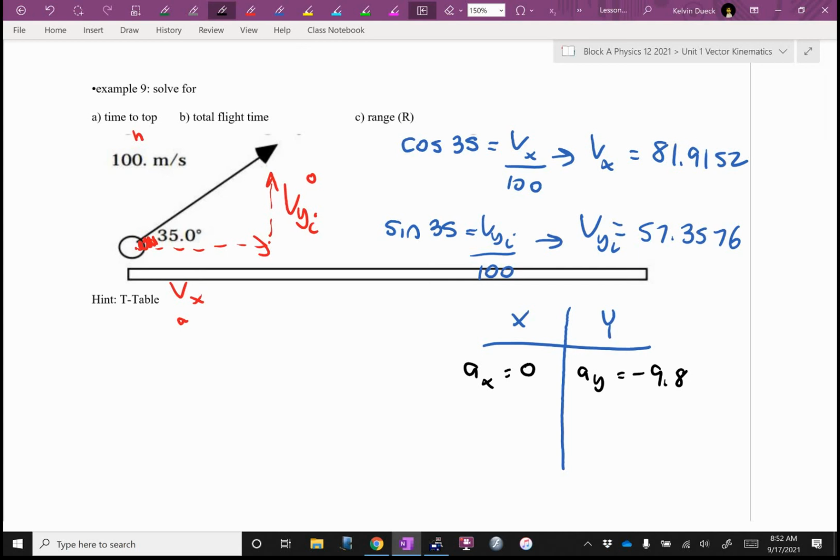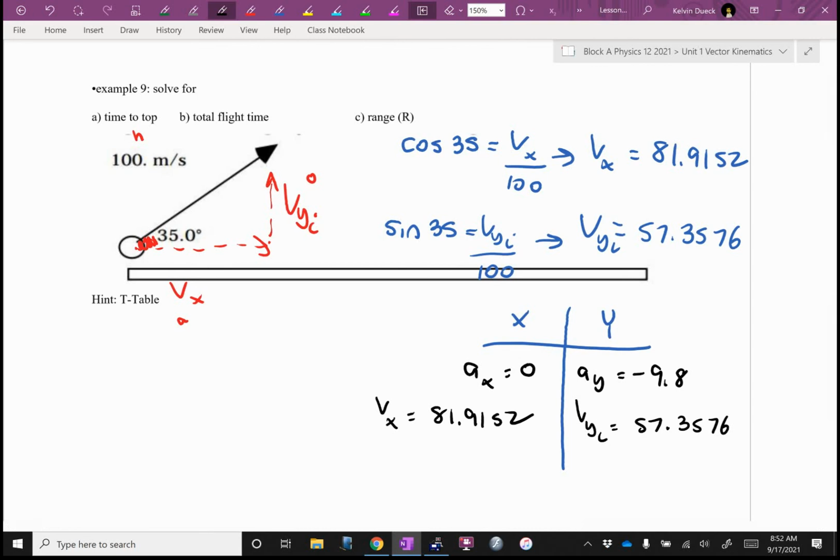What else do I know? Well, vertically, definitely Vy initial equals 57.357, and definitely positive because up. Horizontally, Vx equals 81.9152. That's two things and two things. I need three things to find the fourth, so there must be something else that I know.